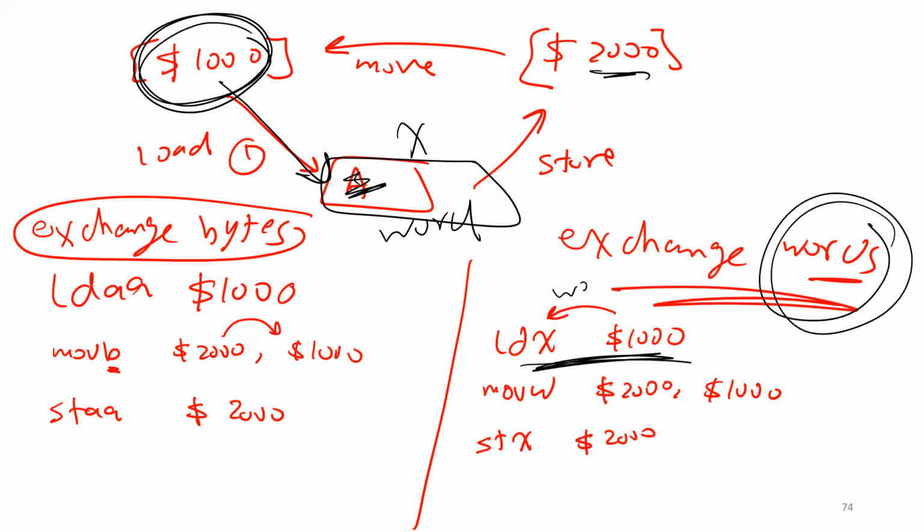So I'm going to read the word. How can you know this is a word? That's what I said multiple times. I can know from the instruction itself. This instruction is for words. So I'm going to read the word from 1000 and put it in X. This is number 1.